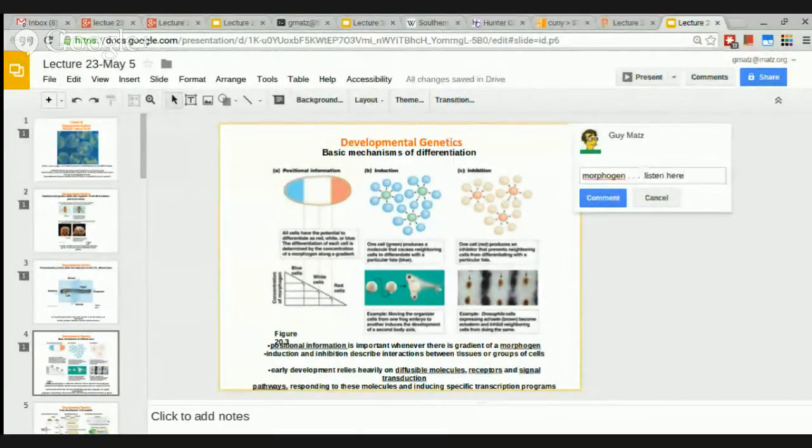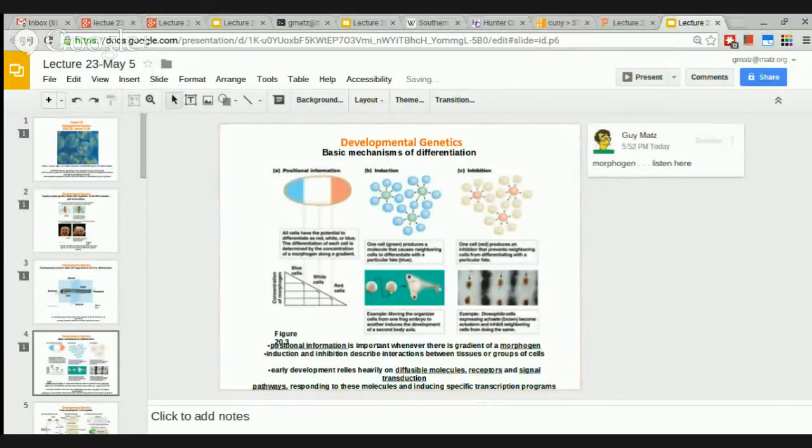And the way this works is that the response to the morphogen is extremely steep. That is, a very small difference in concentration of the morphogen leads to a quite impressive difference in the gene expression program that is elicited. And so this is how cells that are close in the embryo can have vastly different outcomes.